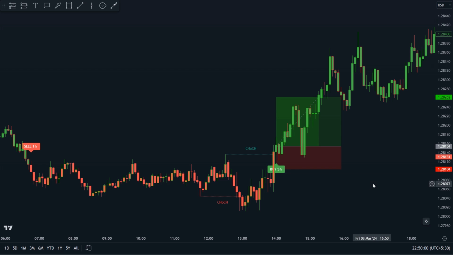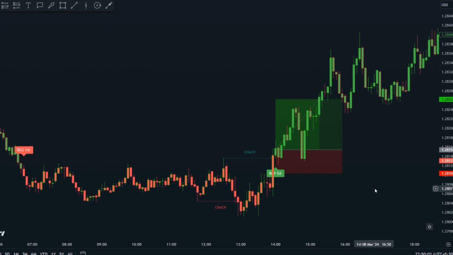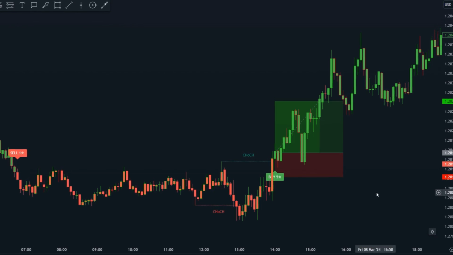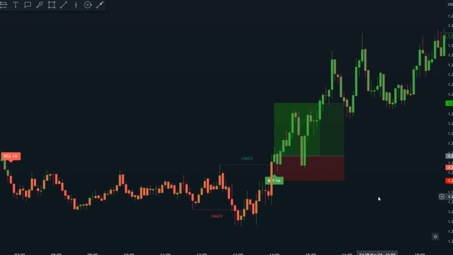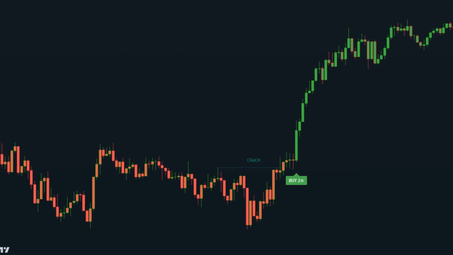Look at this trade go. Nailed it. Now, remember, this is just one example. Markets can be unpredictable, and even confirmed signals don't guarantee success. The key is to have a solid risk management plan in place.